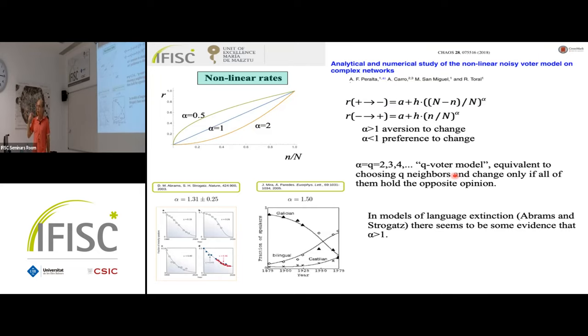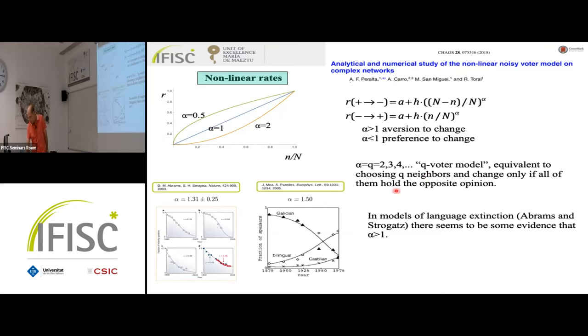You just don't copy the first one. Look at some of your neighbors. If Q of them are in a different state from the one you have chosen, then you copy. We had an interesting discussion yesterday whether this is a group effect or not. Let's keep it this way. It's a Q-voter model, a nonlinear effect.